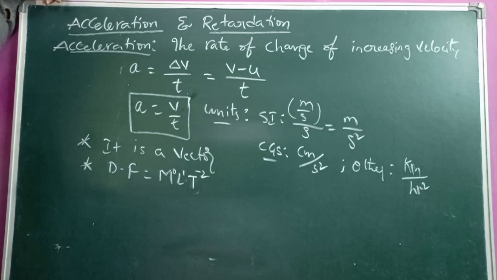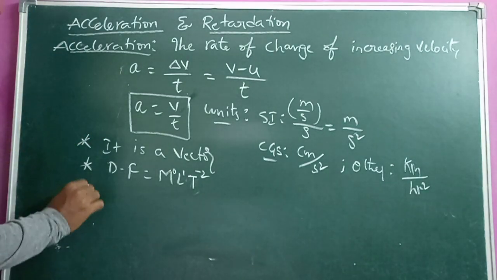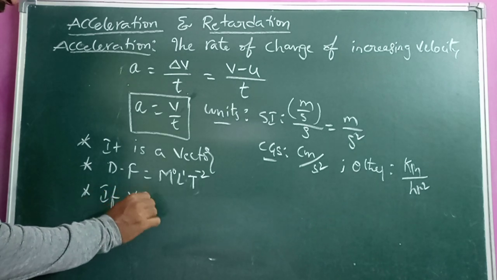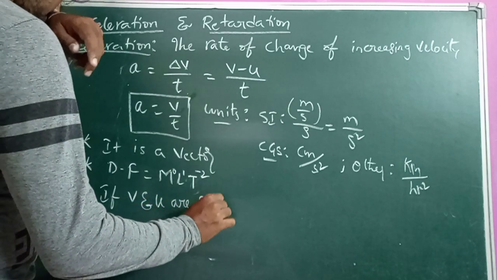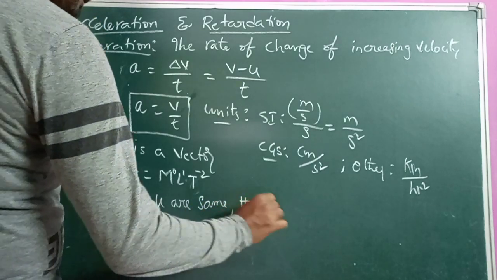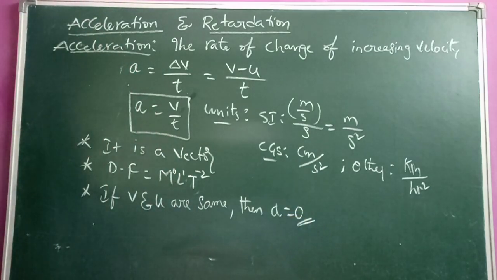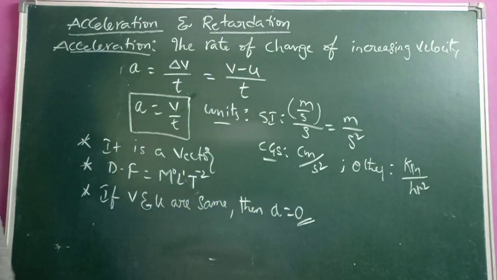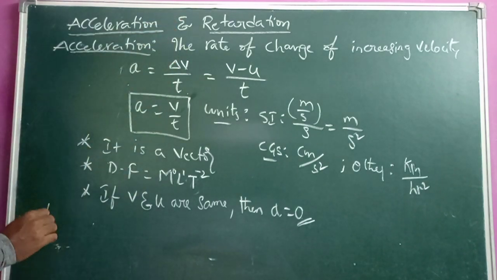Okay, and remember, only if there is a change in velocity will there be acceleration. If V and U are constant, are the same, then A is equal to 0. Acceleration is equal to 0, because the final velocity and initial velocity, V minus V, is 0, and 0 by T is 0.